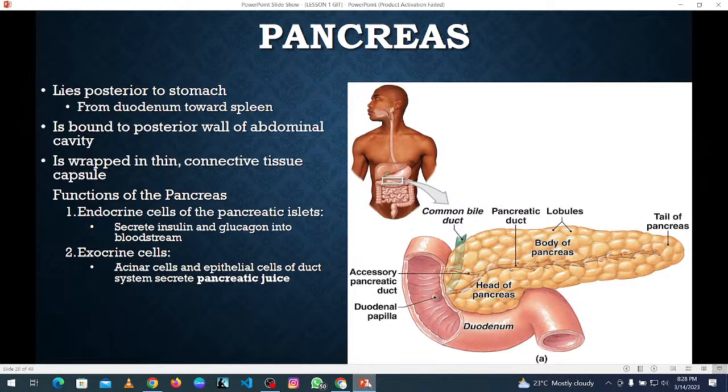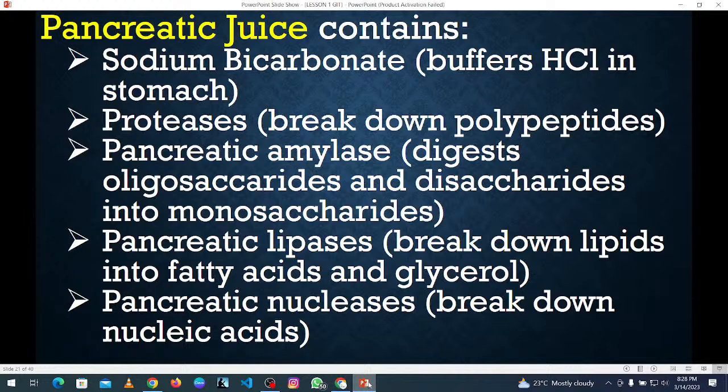that are responsible for secreting the pancreatic juice. So what are some of the benefits of the pancreatic juice? We are talking about the digestive system. Those are the ones we'll talk about when we are studying diabetes. So the pancreatic juice contains sodium bicarbonate, and in my slides, sodium bicarbonate buffers hydrochloric acid in the stomach.